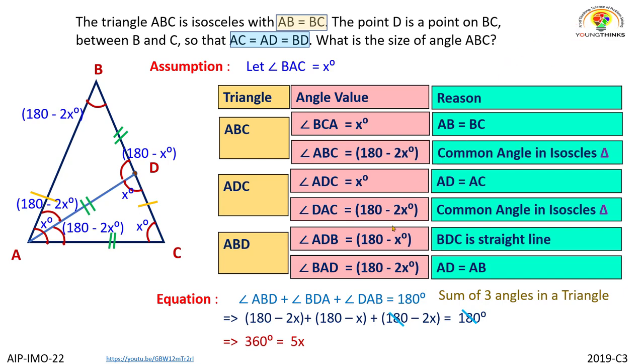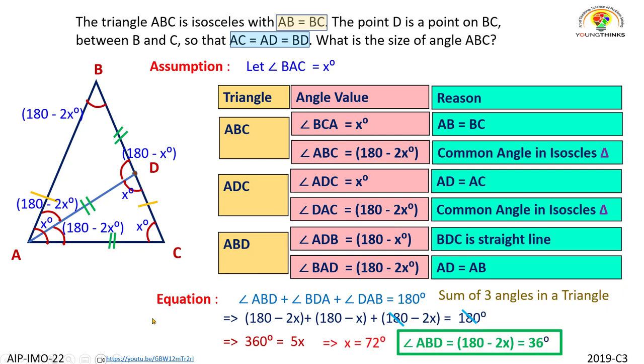Okay. So your x is 72. Yeah. So your ABD is 180 minus 2x, which gives you 180 minus 2 times 72, which gives you 36. So angle ABD is 36. I think that's what you're supposed to find. I think the question was find the size of angle.